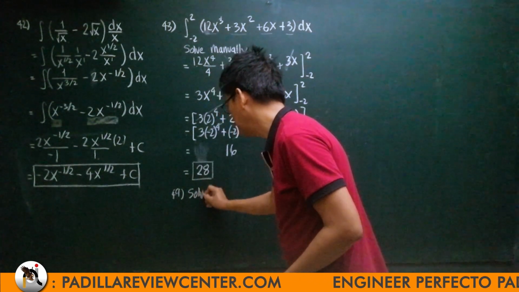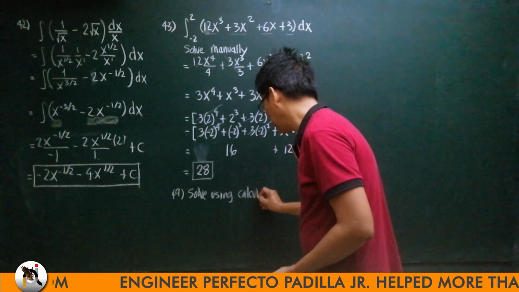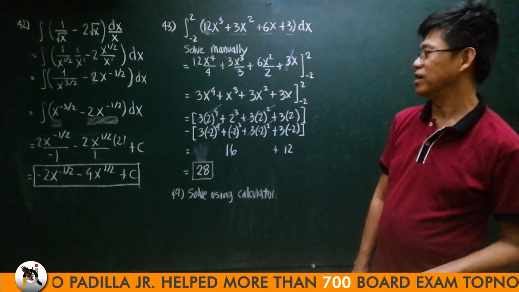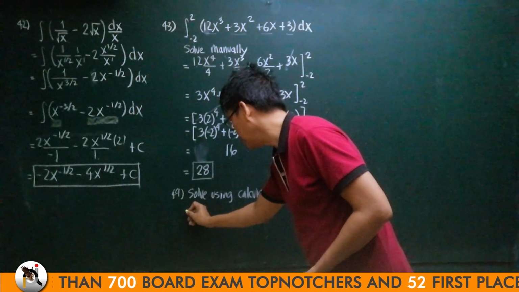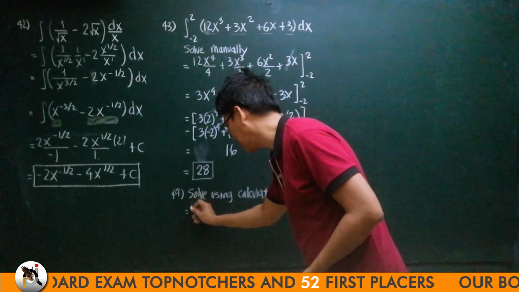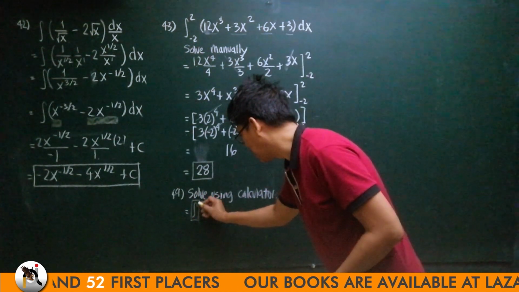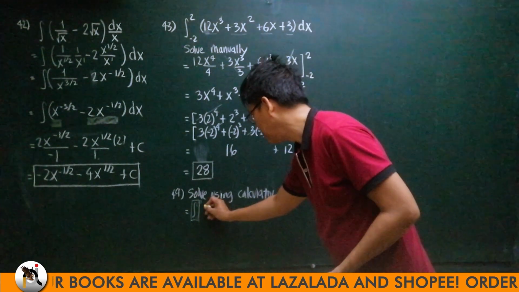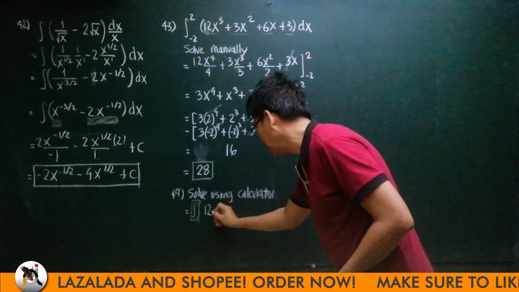Solve using calculator. In using calculator, you just have to be reminded how to do it in your calculator. So you just press integral. So this is going to be press the integral key. Then there are lower and upper limits. Then you have 12 alpha x x cubed.